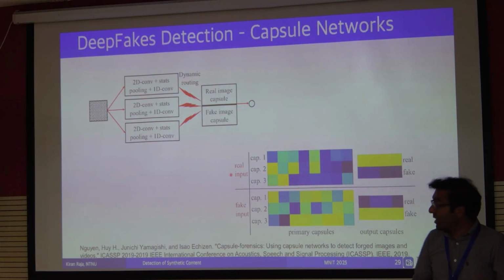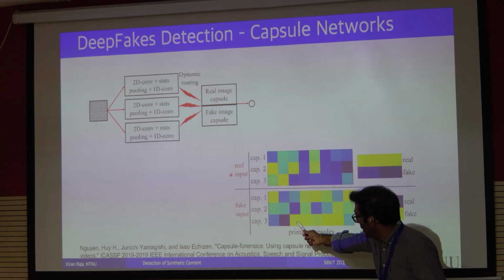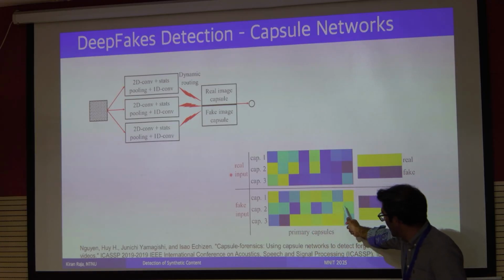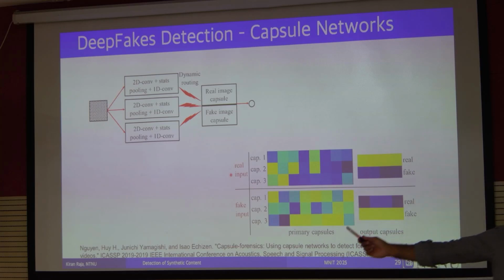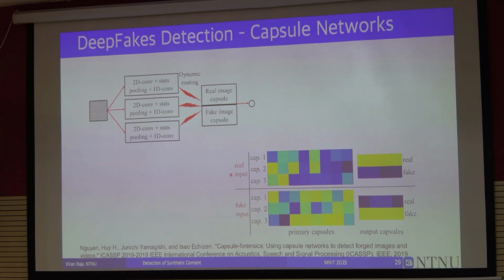And this is purely defined by this activation, right? You have activation 1, 2, 3, 4, 5, 6, 7, 8, 9, 10, 11, 12, almost 12 blocks which are highly green, which indicates that this is a fake image.